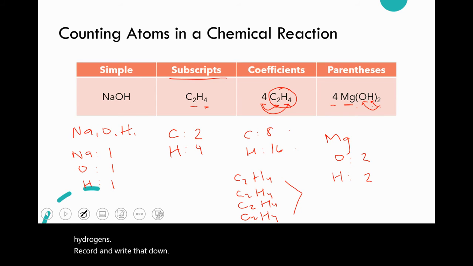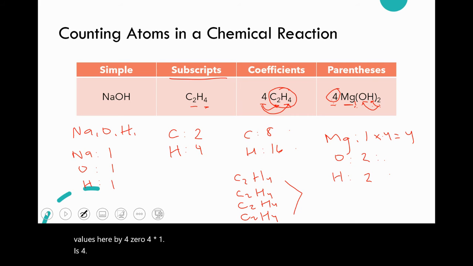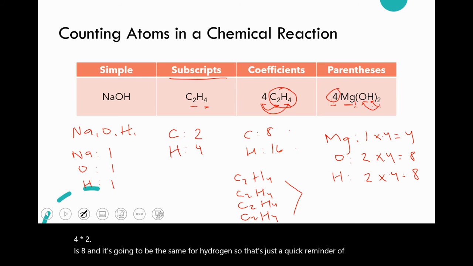And then here I see magnesium. There's no number after it, so we know we have 1. But we have to take into account this 4. So we're going to go back and multiply each of these values here by 4. So 4 times 1 is 4. 4 times 2 is 8. And it's going to be the same for hydrogen. So that's just a quick reminder of how you would actually count the atoms.